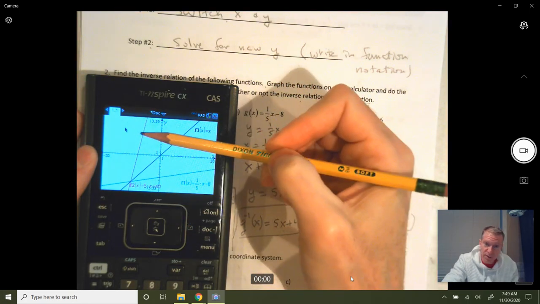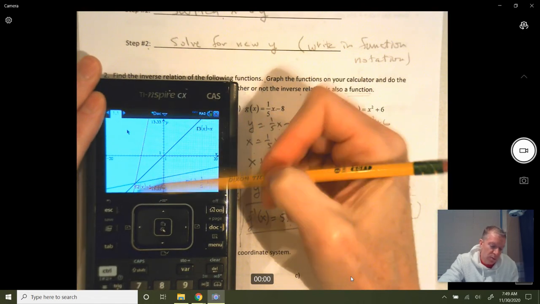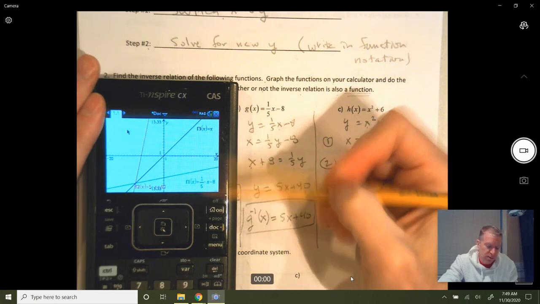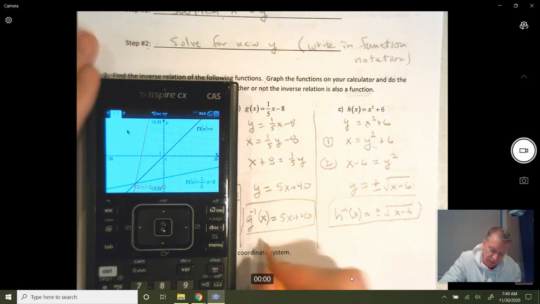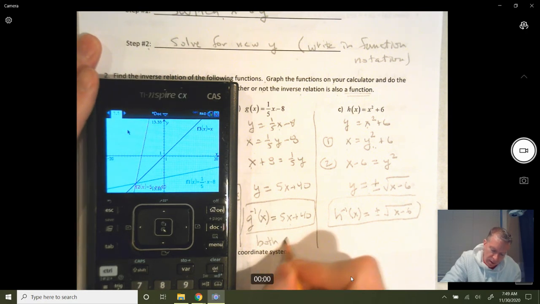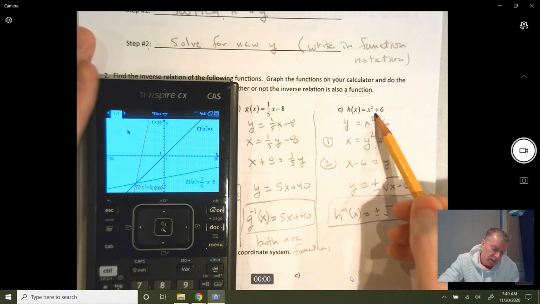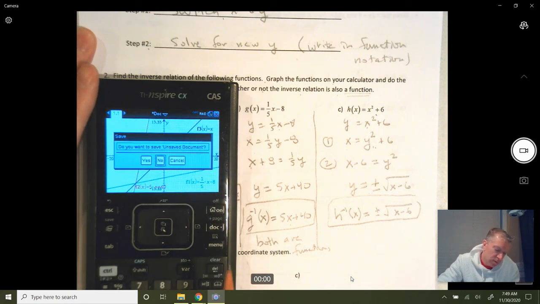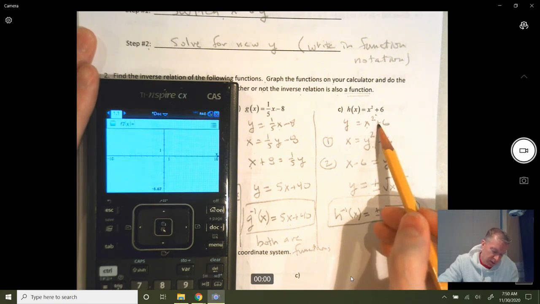This one is a function because it can pass the vertical line test. Its inverse will also be a function because it will pass the vertical line test. So both are functions. Now let's look at this one. I'm going to just make a new graph. So we're going to graph y equals x squared plus 6.